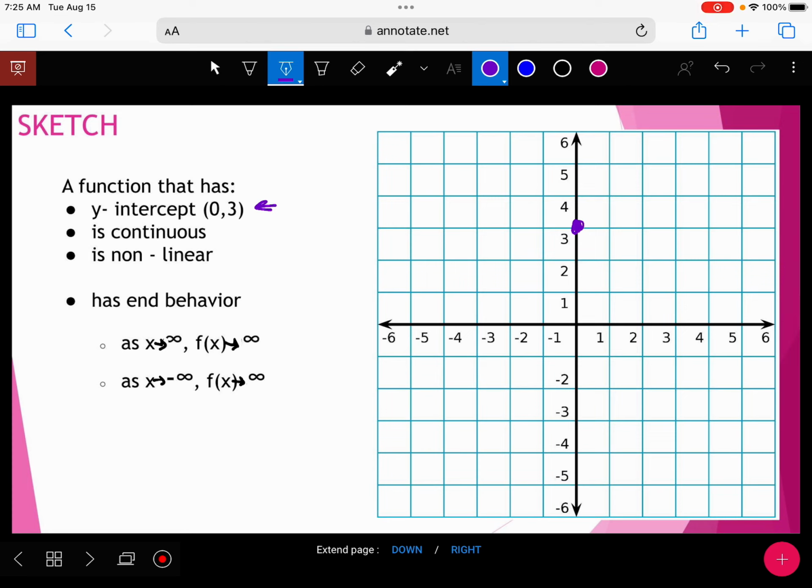It's continuous, which is great. Means I'm not going to pick up my pen. It's non-linear. So at this point, I don't have enough information to do anything. So we've got to look at this end behavior. This is the stuff we talked about yesterday. As x approaches infinity, as x gets real big, y approaches infinity. So as x gets big, y is going up, which means I'm going to have an arrow somewhere over here pointing up.